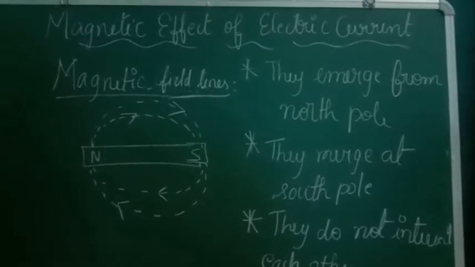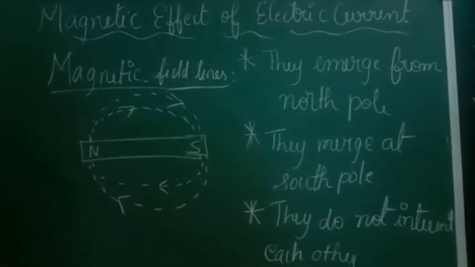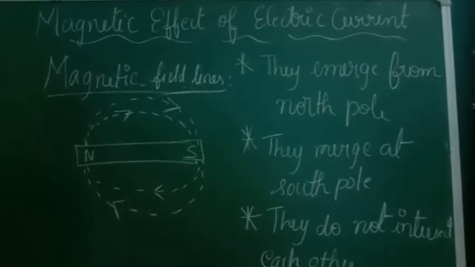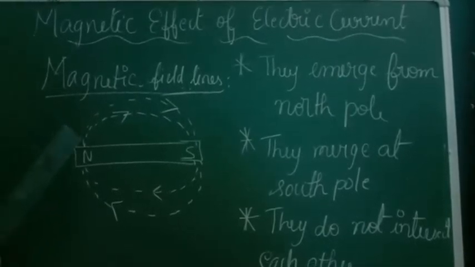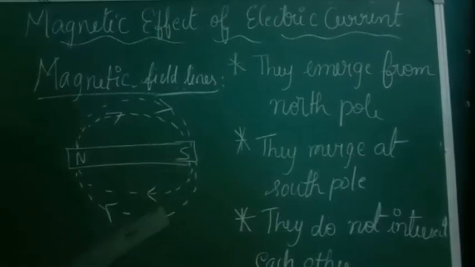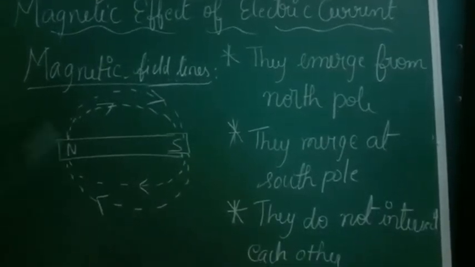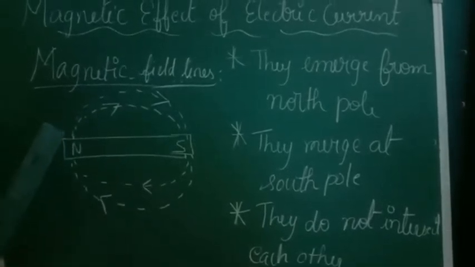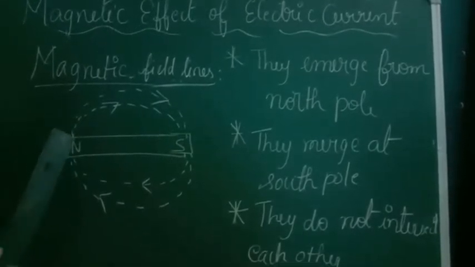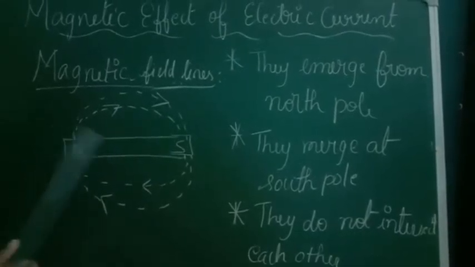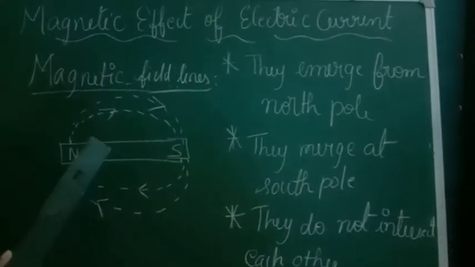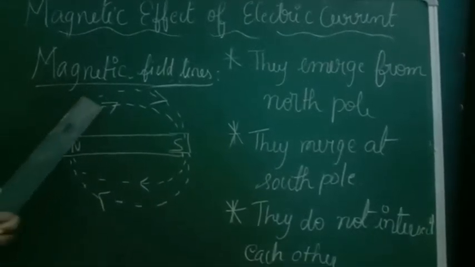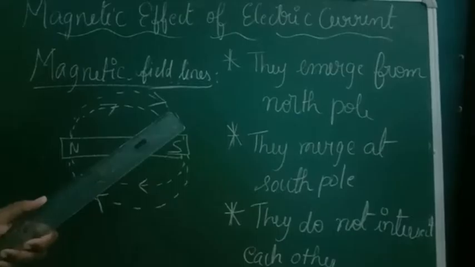Now the next concept begins, that is the magnetic field lines. What are magnetic field lines? Magnetic field lines are the imaginary lines which can be seen in and around the magnet. Magnetic field lines are imaginary lines. Can you see here the lines which I have drawn? This is a magnet. N and S are the north and south poles of the magnet, and the dotted lines you can see around the magnet are called magnetic field lines.